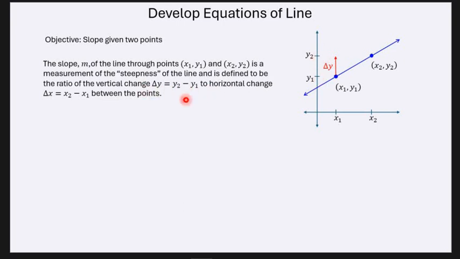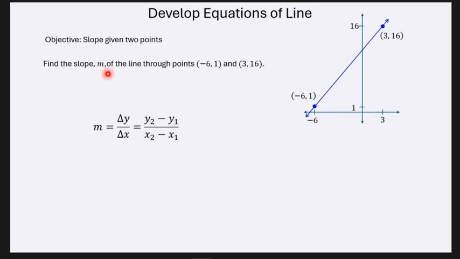And it's the ratio of that change, of that distance, to the horizontal change, delta x, which is x2 minus x1. So x2 minus x1 is that distance right there, and it's the horizontal change. So here's the formula for slope. The slope is the ratio of the rise, delta y, to the run, delta x. Delta y is just y2 minus y1. Delta x is just x2 minus x1. Let's look at an example.